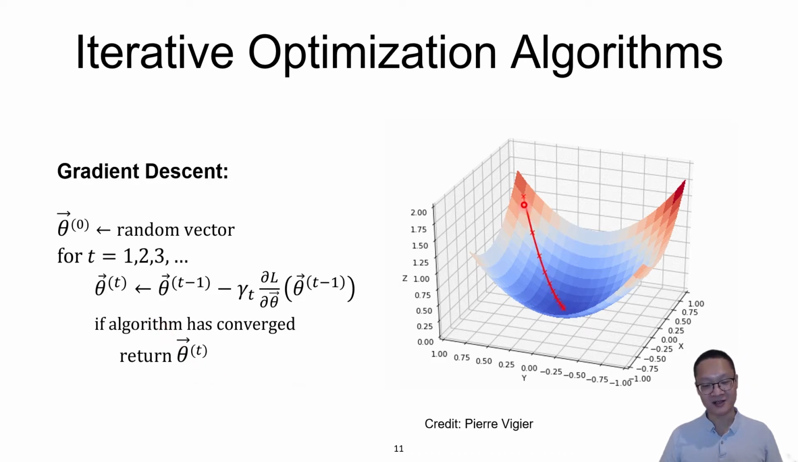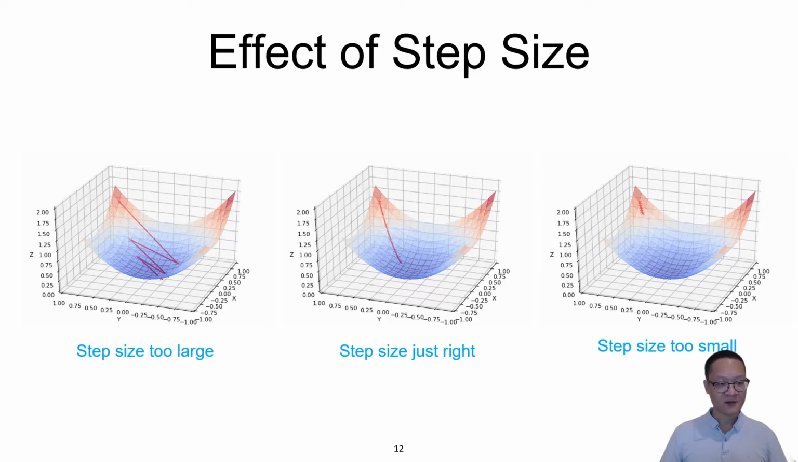And this is what it looks like on a convex example. So for example, let's say theta 0 is up here. The gradient is the direction of steepest ascent. So when we subtract gamma times the gradient, we're going in the direction of steepest descent. So that's this direction. And then we keep doing this until the algorithm has converged. And hopefully when that happens, we're actually at a local or, better yet, global minimum. However, this is not always guaranteed.